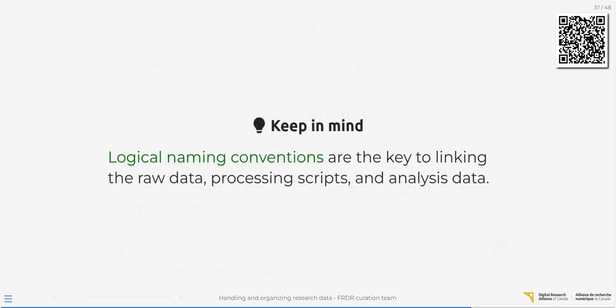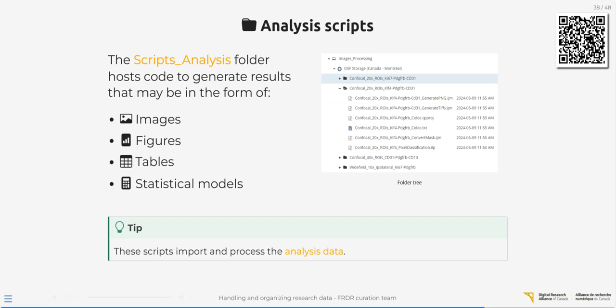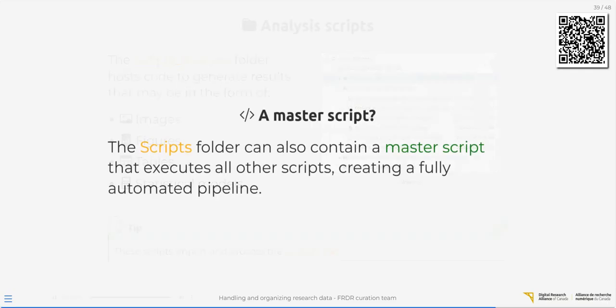Keep in mind that logical naming conventions are the key to linking the raw data, processing scripts, and analysis data. The scripts analysis folder holds the code used to generate your research results. This includes scripts that produce images, figures, tables, or statistical models. It's the final step in your pipeline, where the analysis comes together and becomes publishable results. The scripts folder can also contain a master script that executes all other scripts, creating a fully automated pipeline.